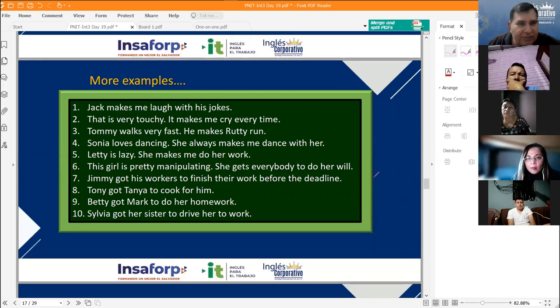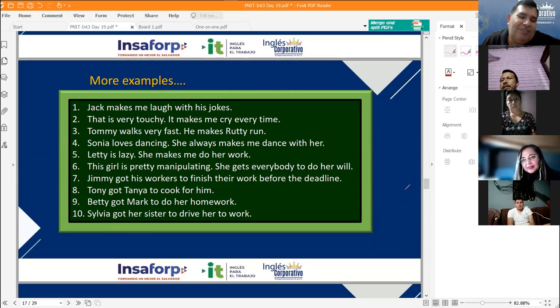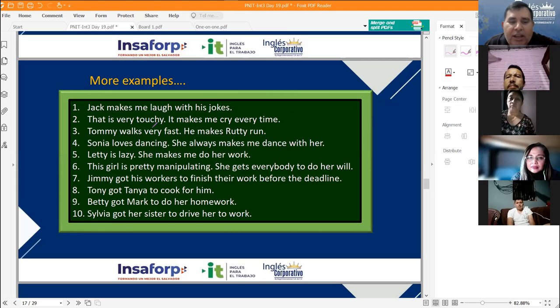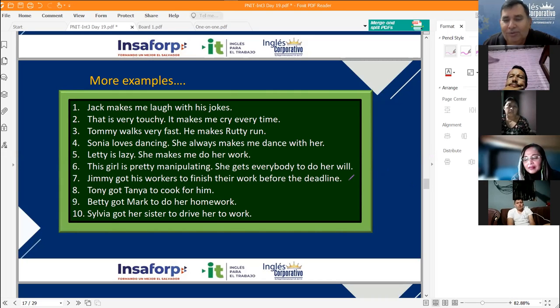All right, now my other examples, check out here. Jack makes me laugh with his jokes. I don't want to laugh, but because the jokes are funny, I laugh, okay? So he makes me laugh with his jokes. That is very touchy. Touchy is a movie that plays with your feelings, like Titanic. Titanic, you remember Jack hanging from the... In number one, why don't we use the infinitive, to love? Because it's makes. With make, you don't use to.